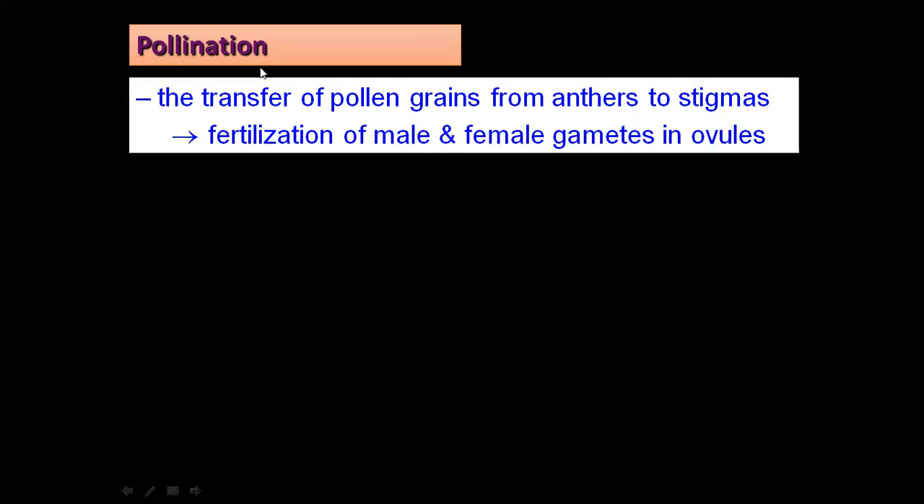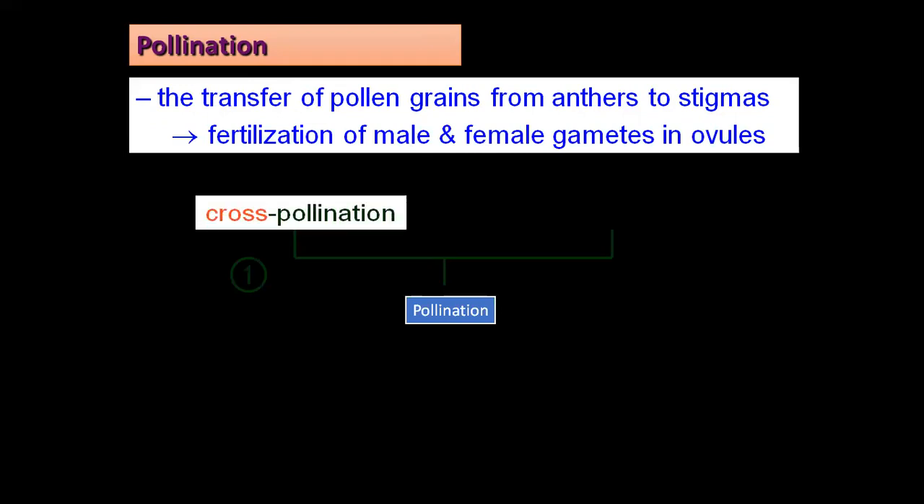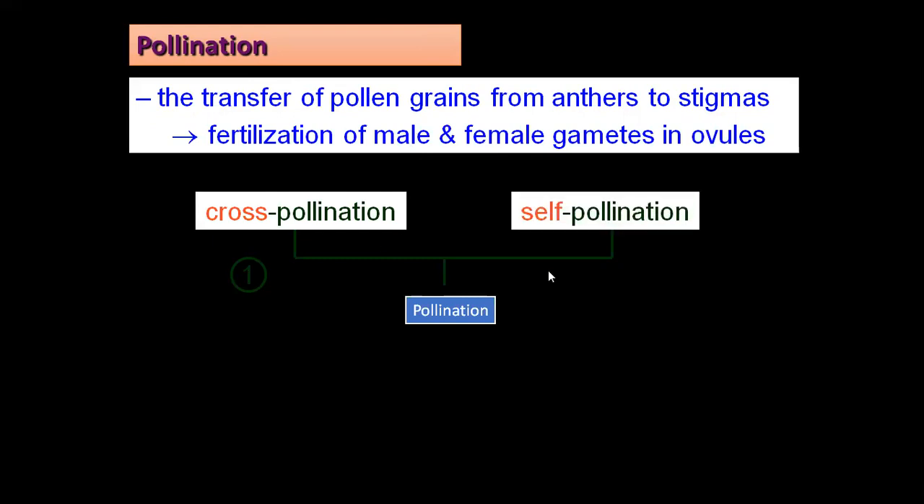There are different types of pollination, so we will discuss that in detail. The first two are cross-pollination and self-pollination. Cross-pollination is pollination that happens between two different plants, while self-pollination is pollination that happens within the same plant.